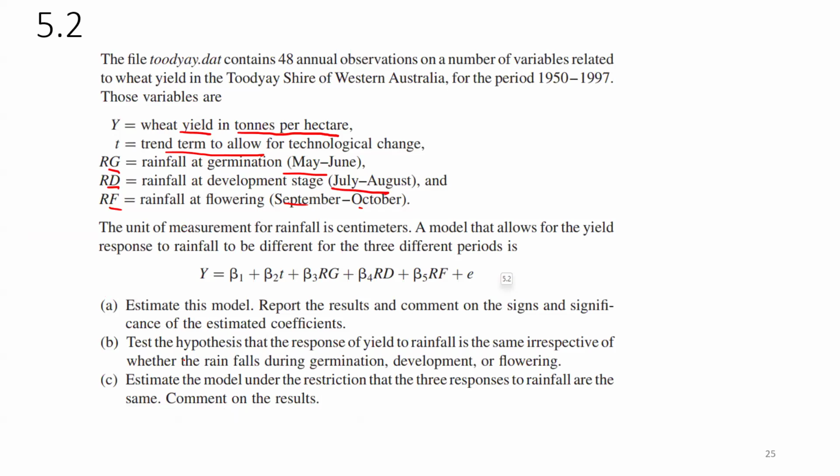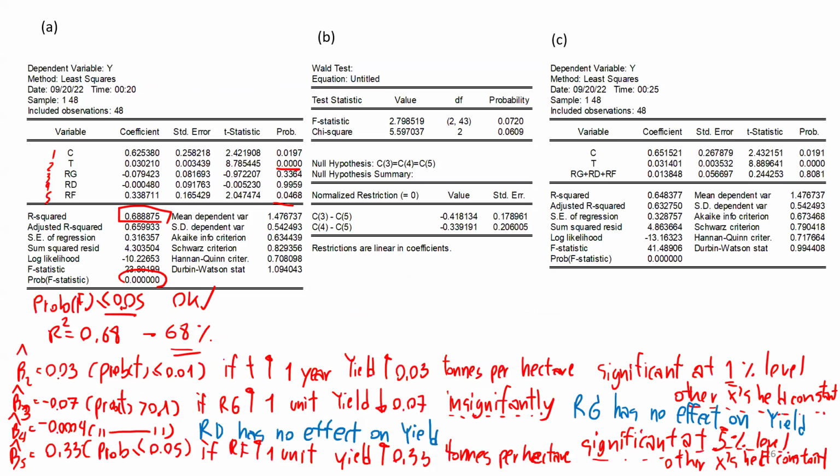And then they would like you to test the hypothesis that the response of yield to rainfall is the same irrespective of whether the rain falls during this month. Okay, so test B, they would like to test whether beta 3 equals beta 4 equals beta 5 or not. So in the program, you have to click on the Wald test. Do you still remember? Click on the Wald test and set beta 3 equal beta 4 equal beta 5.